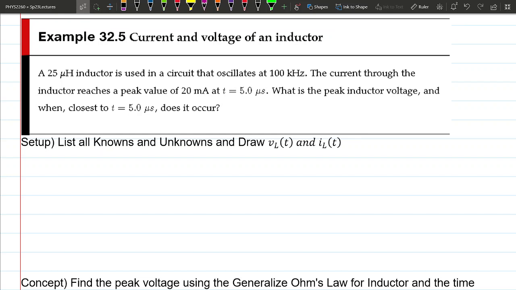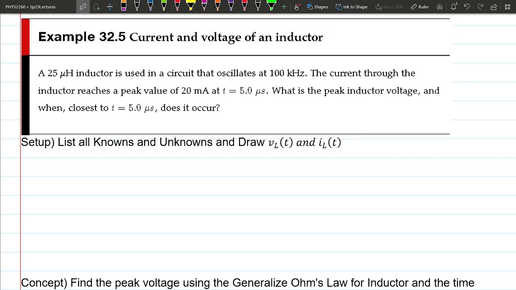Okay, so we have a 25 microhenry. That's the unit for inductor. It's an SI unit, so as long as you know it's an SI unit, you can do computation with it and not have to worry about unit conversion, right? And it's used on a circuit that oscillates at 100 kilohertz. So it's kind of a medium frequency, not too high, not too low.